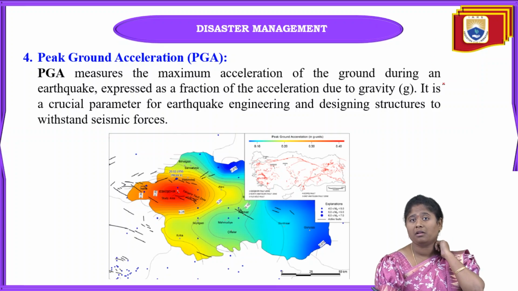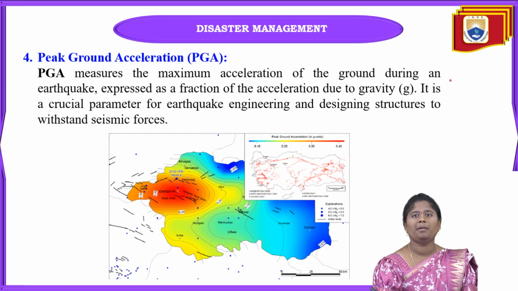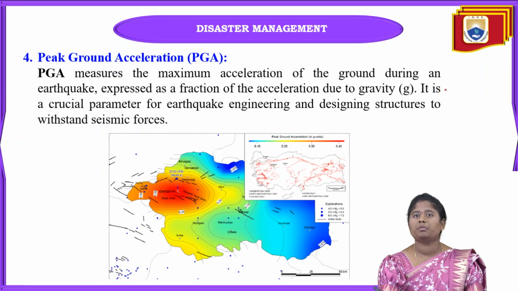In this peak ground acceleration, it will just measure the maximum acceleration of the ground when this earthquake occurs. Why? Because it will express it as a fraction of the acceleration due to gravity. By using this acceleration due to gravity, it will accelerate the overall ground of that area where this earthquake is going to occur. It is a very crucial, very important parameter of earthquake engineering and also of designing structures to withstand these seismic forces or seismic waves.